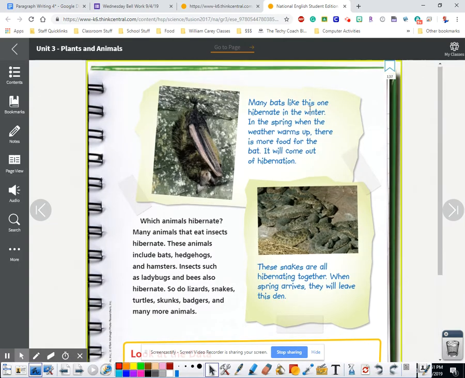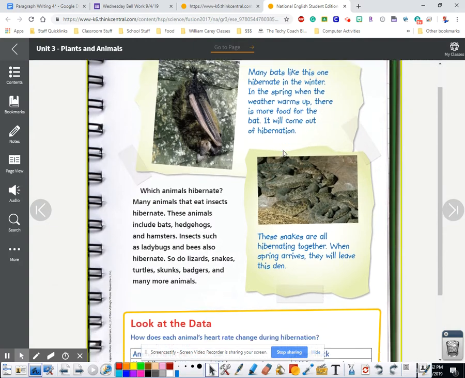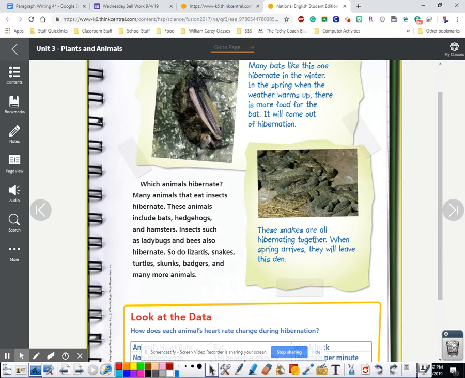Many bats, like this one, hibernate in the winter. In the spring, when the weather warms up, there is more food for the bat, and it will come out of hibernation. These snakes are all hibernating together. When spring arrives, they will leave this den. So when it's wintertime, snakes get together, try to keep warm because they're cold-blooded creatures. So they need a lot of heat.